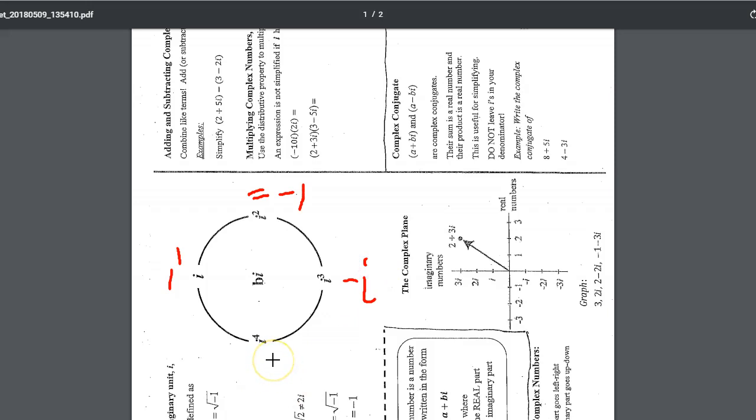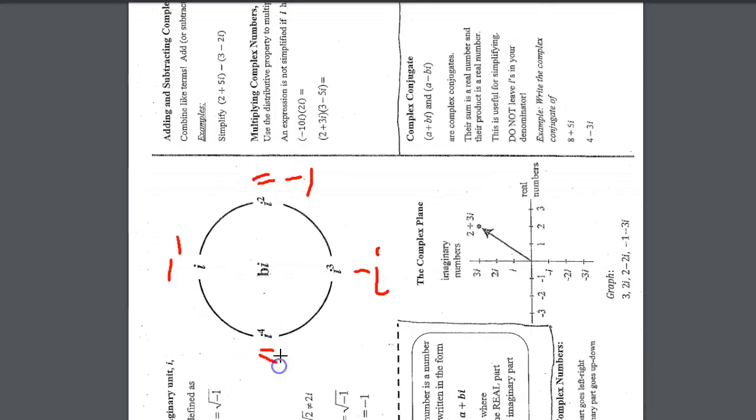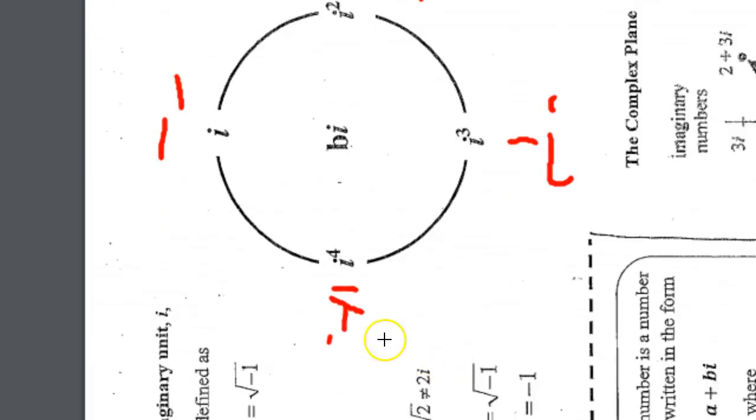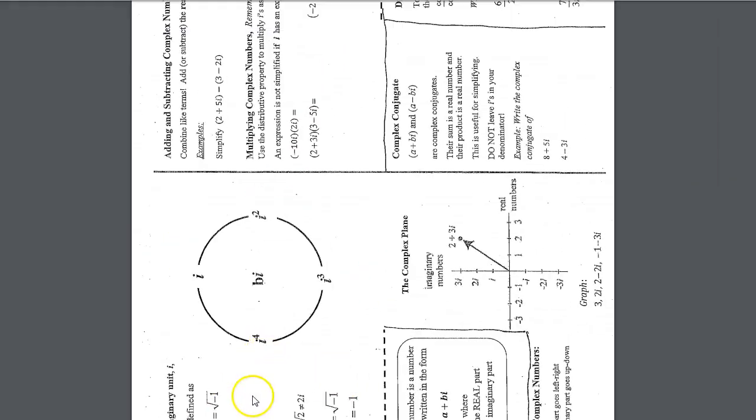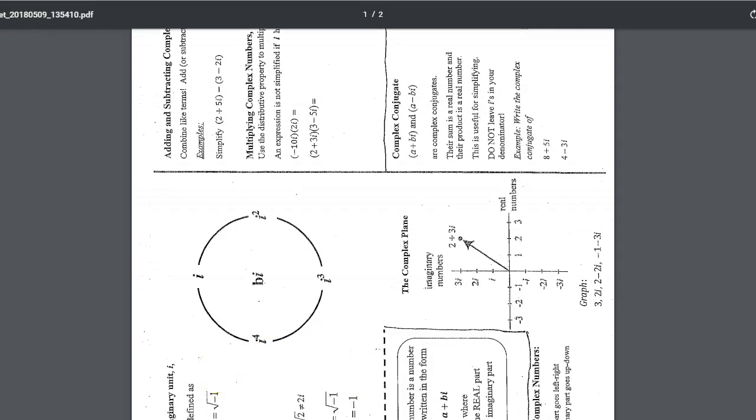And then i to the fourth, well, that's i squared and i squared, so negative 1 times negative 1 is 1. Oops, I didn't mean to zoom that in, so let me just, and there we go. Okay, so i to the fourth is positive 1. So let's remind ourselves again those patterns. We have i to the first is i, i squared is negative 1, i cubed is negative i, and then i to the fourth is 1.